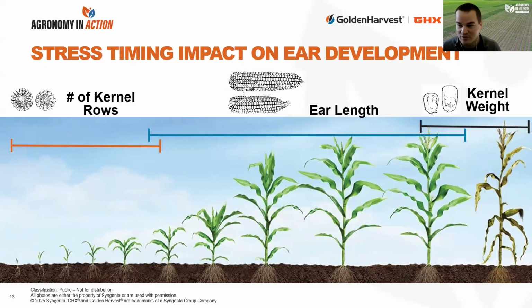You may be aborting kernels during the grain fill period at the tip of that ear. So that ear length is determining for a much greater period of time. And lastly, their kernel weight, well, that is all determined during that grain fill period.